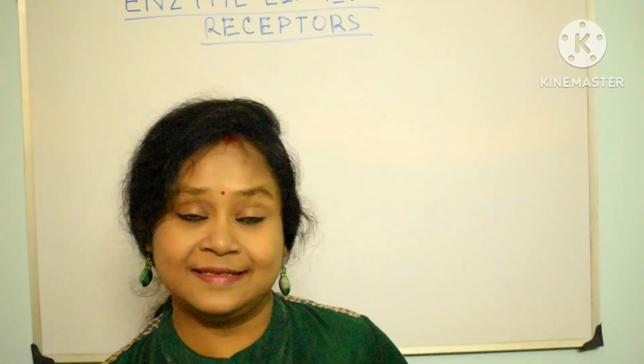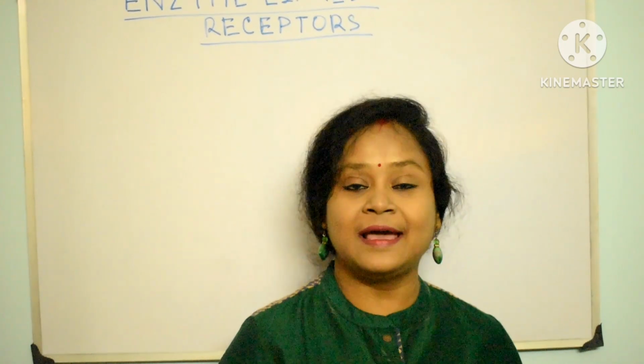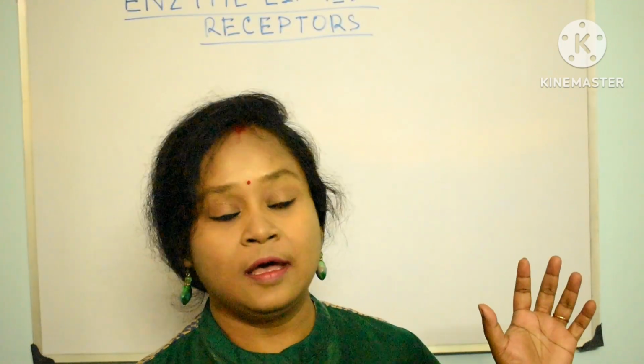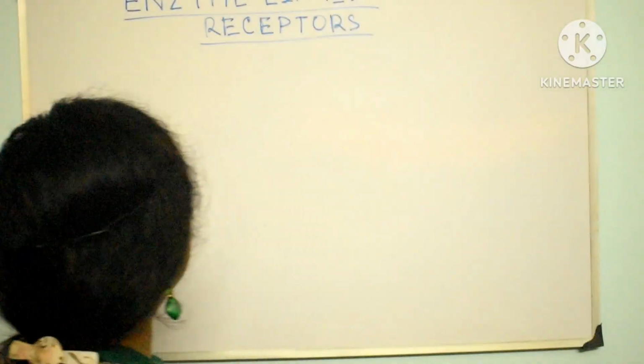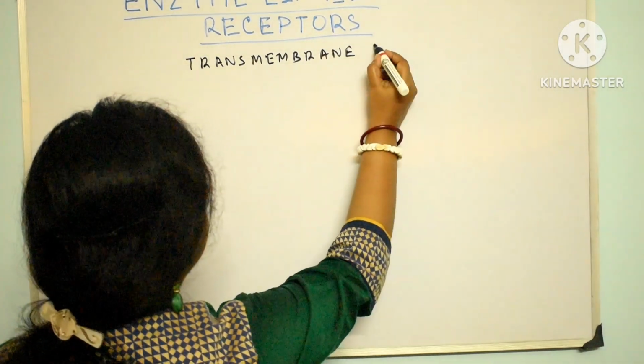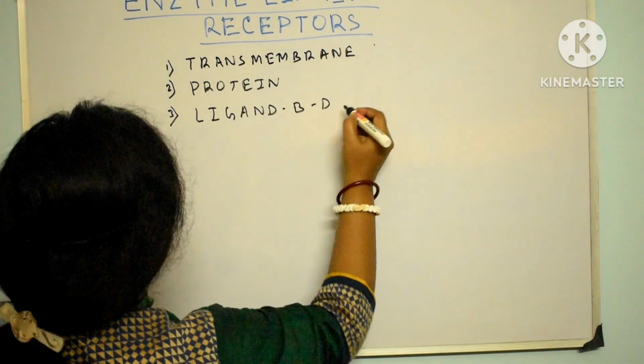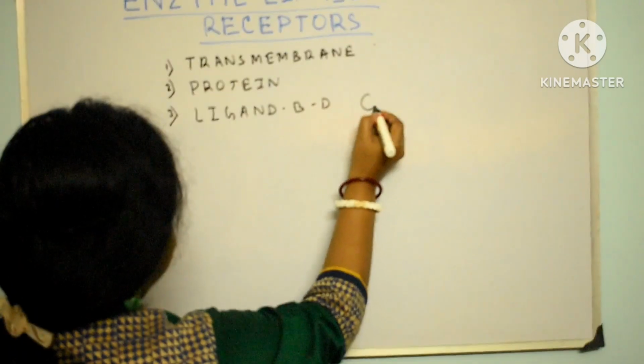As the name suggests, enzyme linked means there must be an enzyme related to perform all these phenomena. They are also like GPCR, they are also transmembrane. Obviously they are protein in nature. Ligand binding domain is on the outside of the cell.